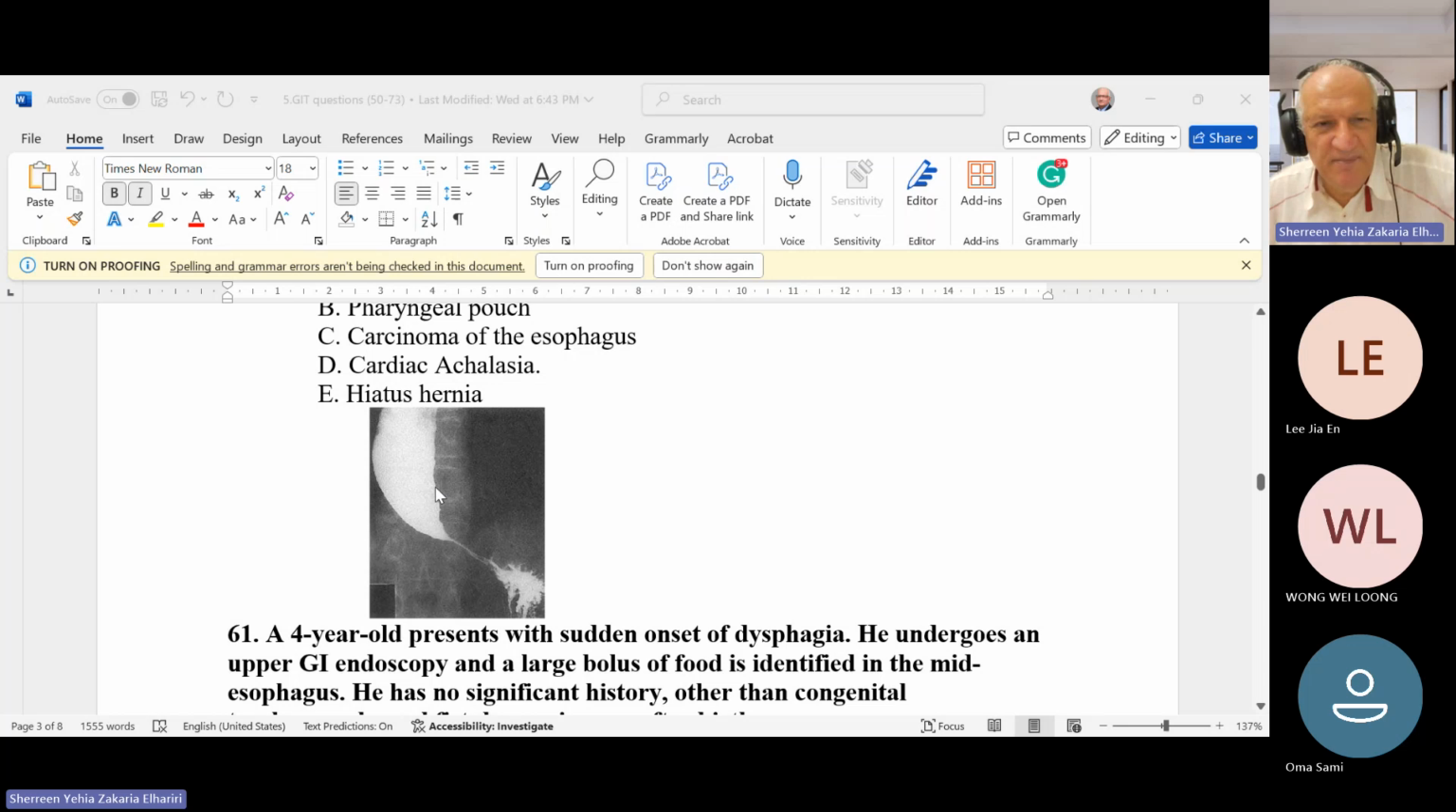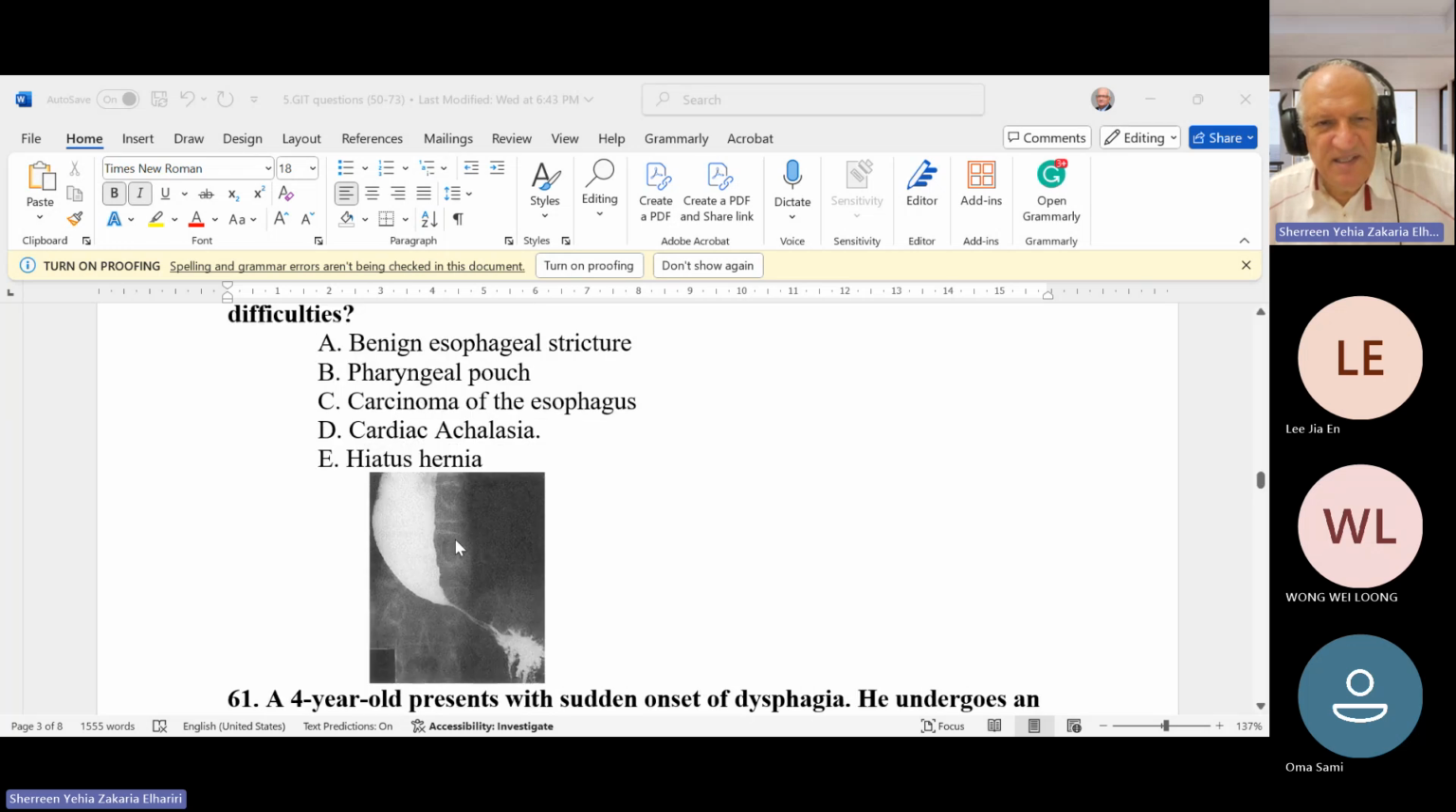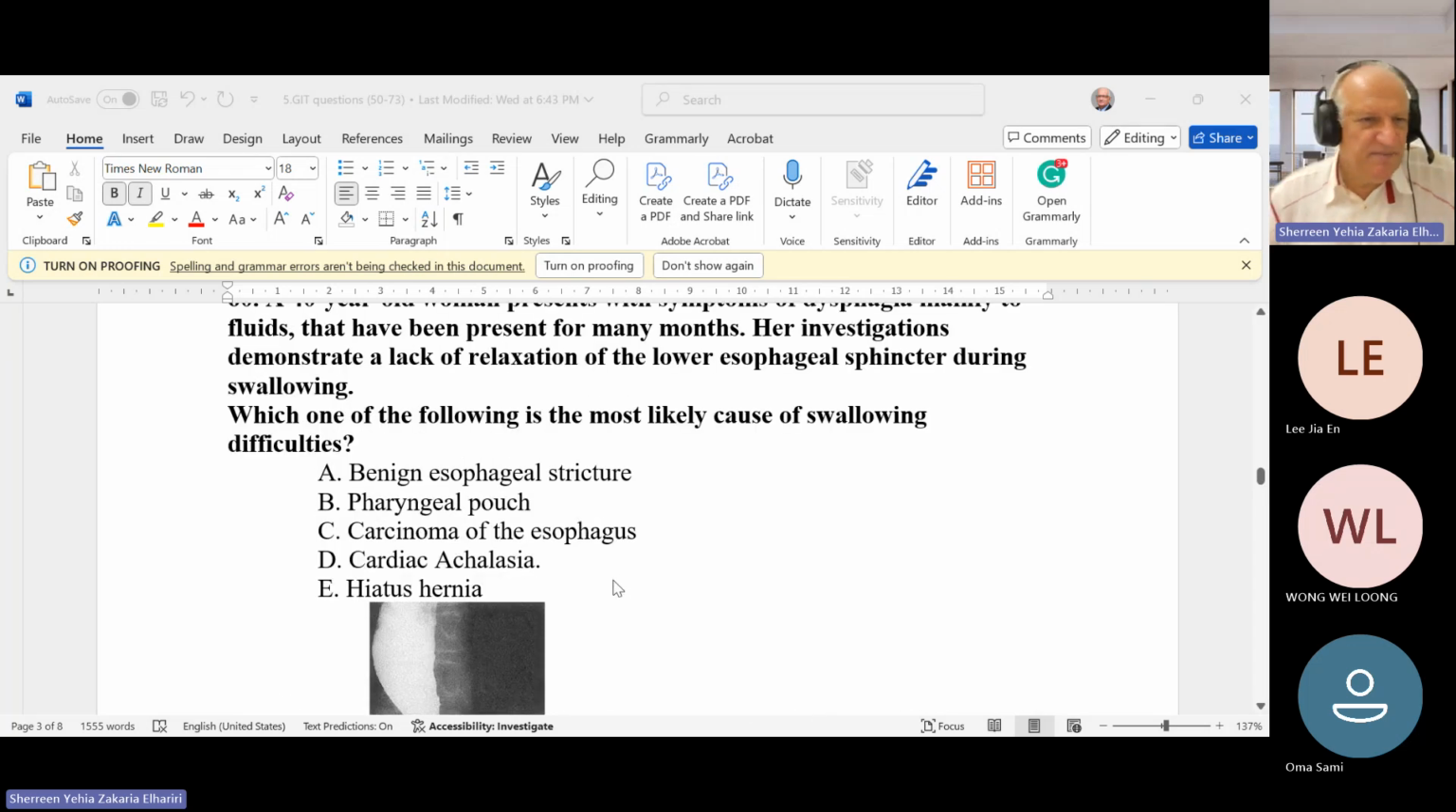This is a picture of barium. Nowadays we don't do barium, we do manometric study, and this is like the parrot beak or bird beak appearance. And this is diagnostic of what, anyone? Cardiac achalasia. Yeah, so this is a case of cardiac achalasia.